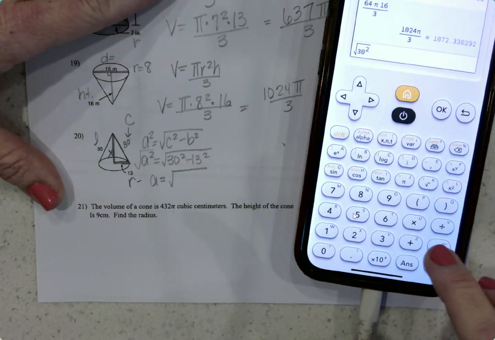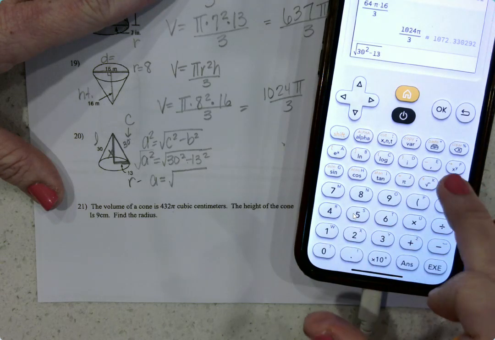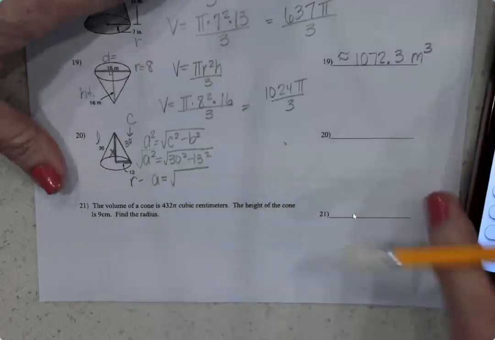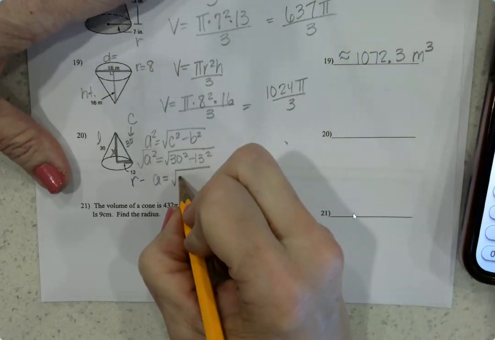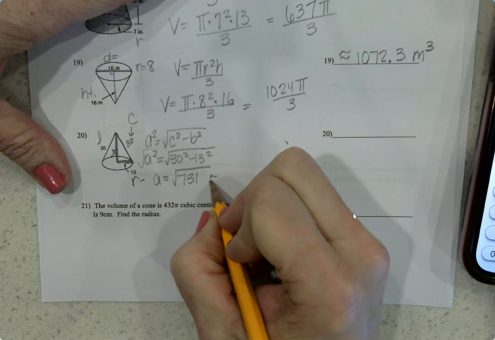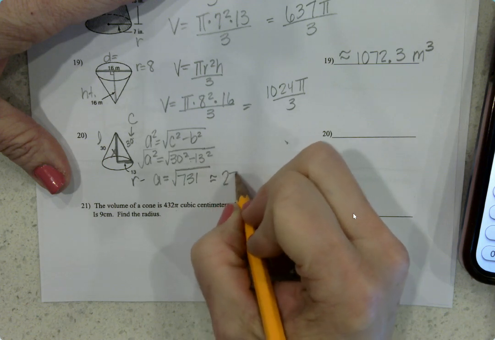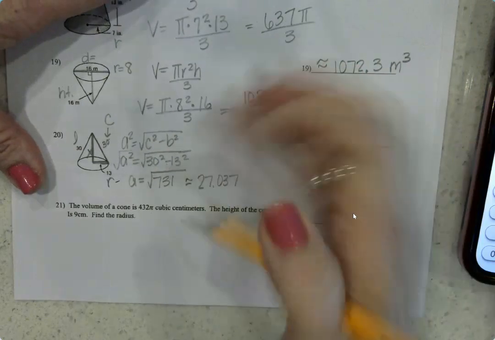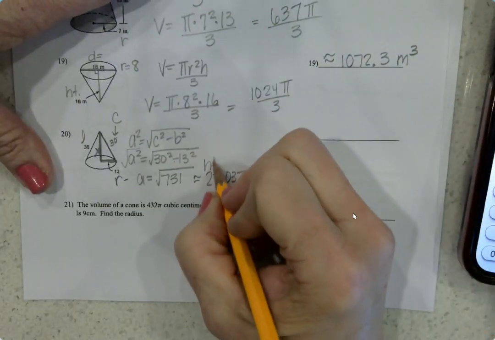30 squared minus 13 squared. Please make sure that your largest number goes first so that you don't get a negative. We get the square root of 731, which is approximately 27.037. And then that's our height.